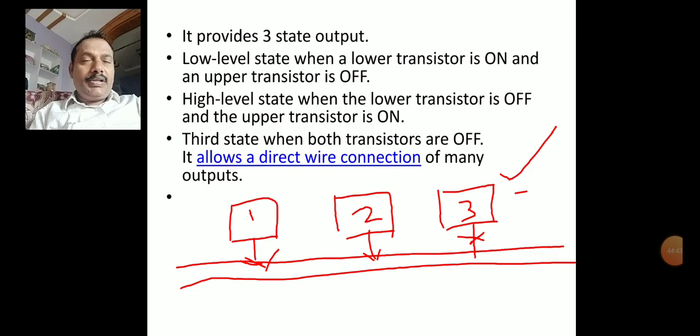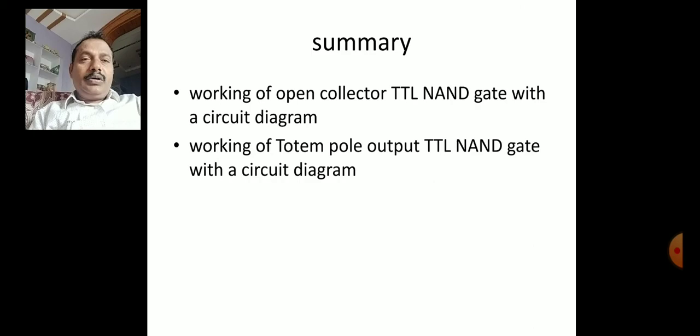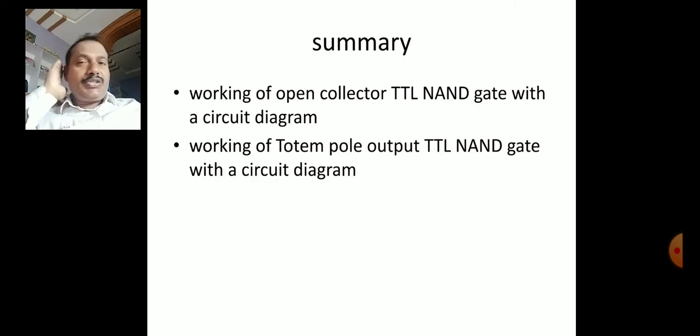So we have seen all these, and now we have seen applications. We have discussed the open collector TTL NAND gate with a circuit diagram in which the passive pull-up resistor is connected from the collector of the output transistor to the power supply, which gives us the advantage of a high impedance state, an additional state which can be connected to a common bus system in computer digital systems.